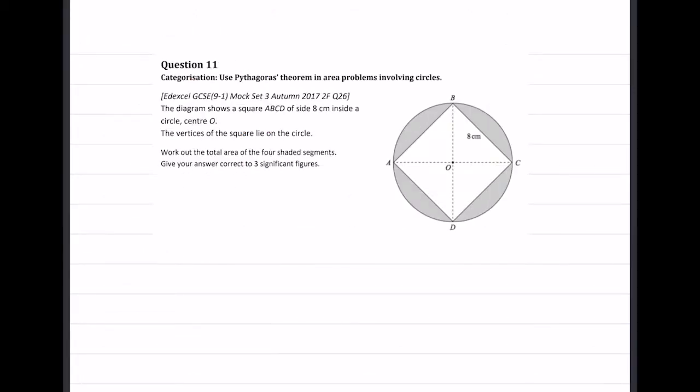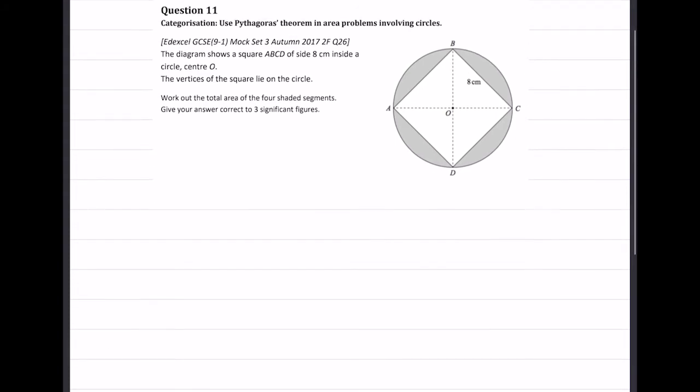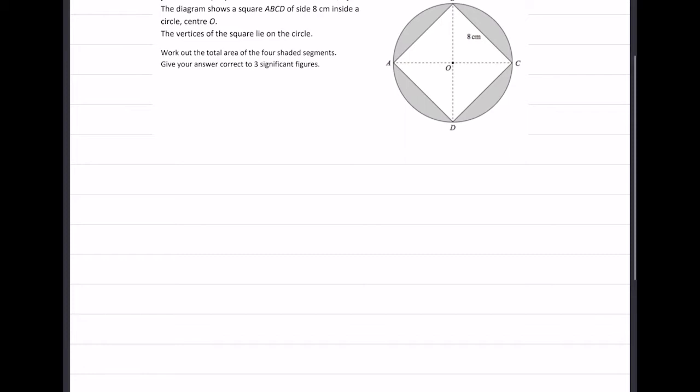In this next question, the diagram shows a square ABCD of side 8 centimeters inside a circle, center O. So we have the word center O again. The vertices of the square lie on the circle. Work out the total area of the 4 shaded segments. Give your answer correct to 3 significant figures.